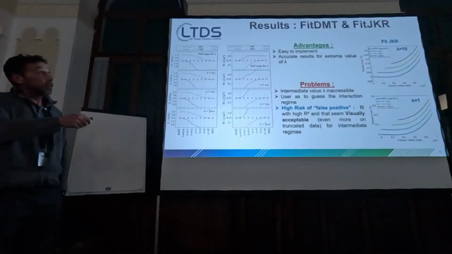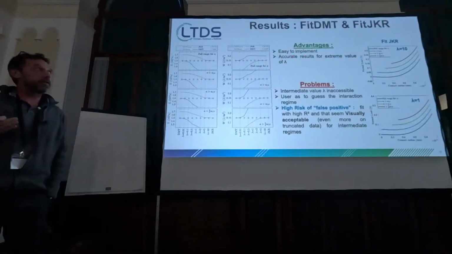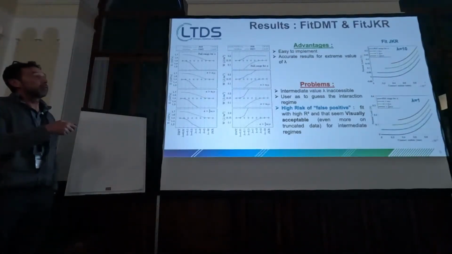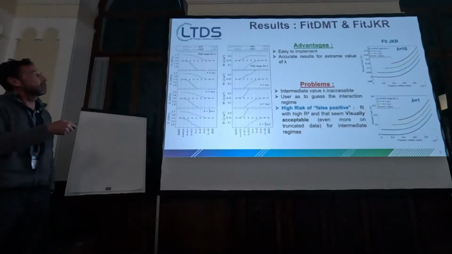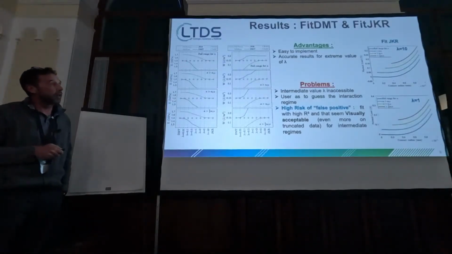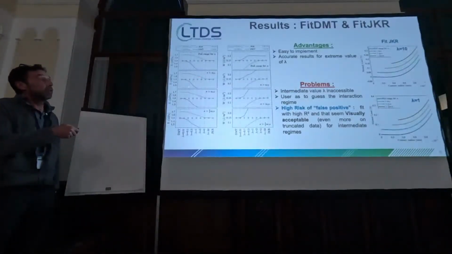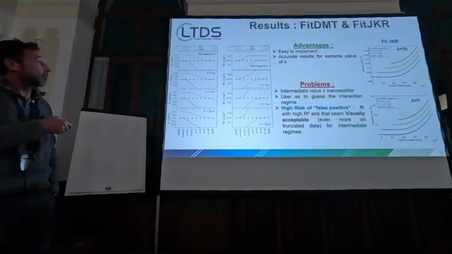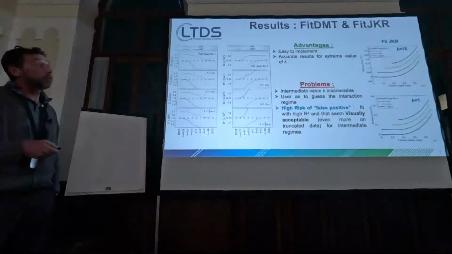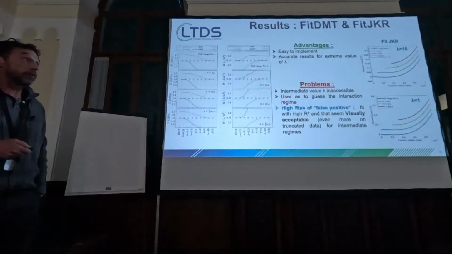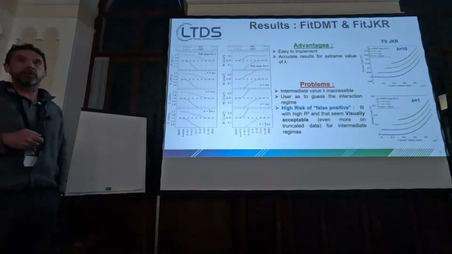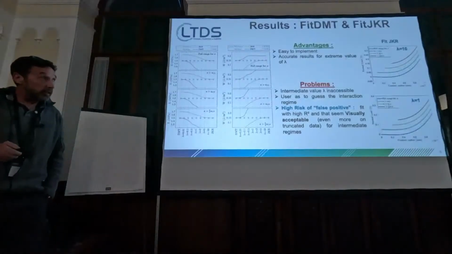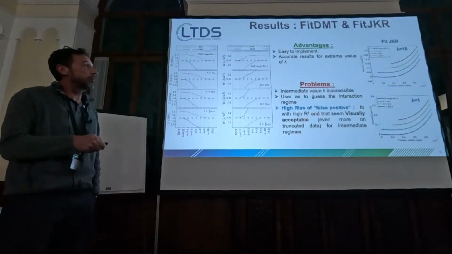The advantage of these two fit methods is that they are really easy to implement. They give quite a good result for the extreme values of lambda, of course, GKR for large lambda, DMT for low lambda. But in the middle, you don't have access to your value. You are not able to capture what happens in the middle. So as an experimentalist or as a user, you have to guess which equation is better for you to compute your data. And most importantly, there is a high risk of what I call false positives.